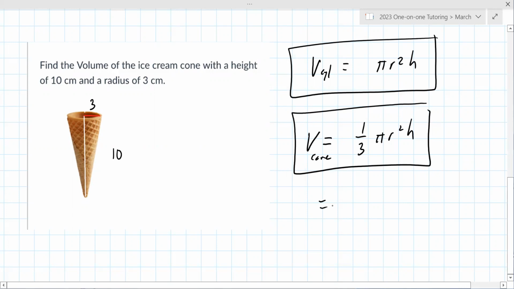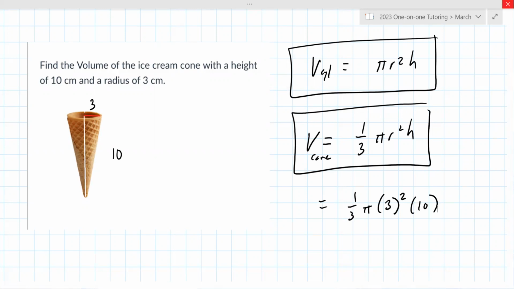So this one is 1/3 pi. What's the radius? 3. Okay, and the height is 10. The more math you take, the more you will want to cancel out or multiply. You just sort of show the substitution, and then if you're allowed to use a calculator, you'll do that at the end. So grab your calculator. It would be 94.25.